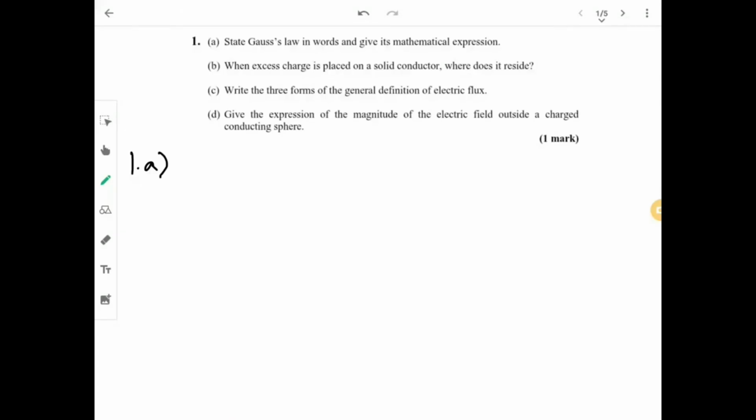Let's do number 1 for electricity, chapter 22. Number 1 has 4 parts. I'll give you guys a few seconds to solve the question and then we'll check together.